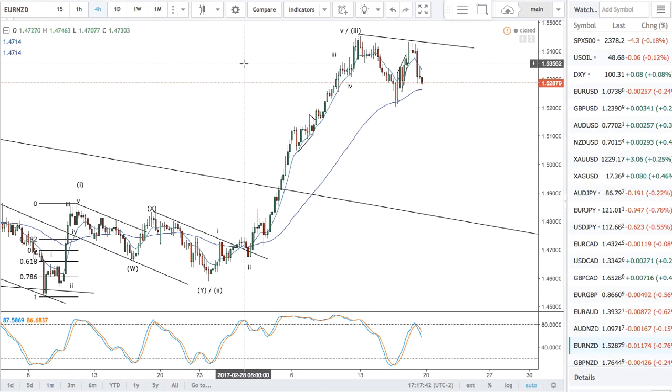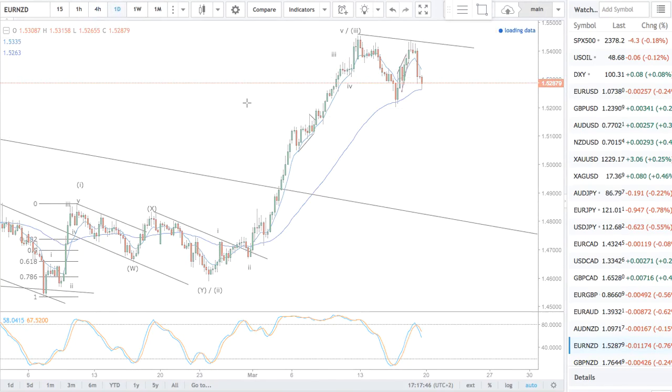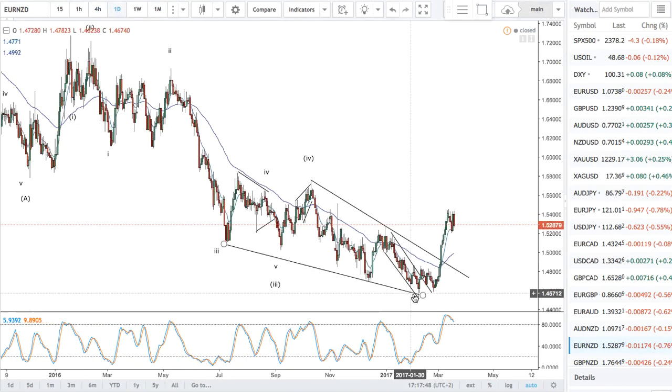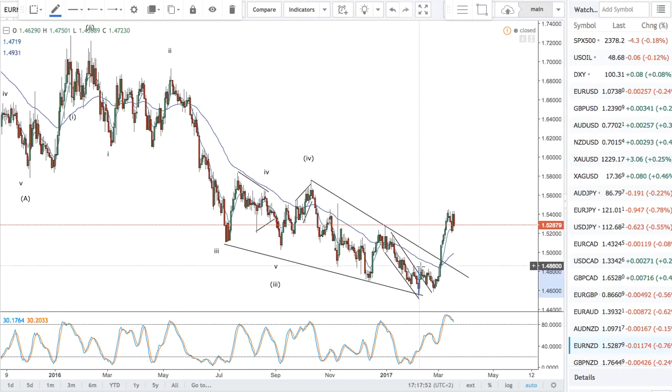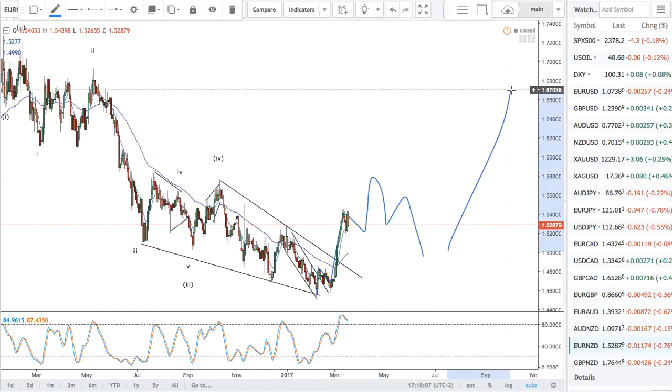I don't see this as failing to make five moves right now because it's broken out of the ending diagonal. I'm looking for a five-wave impulse. I mean, the manner is like this. One, two, three, four, five. 1.58 area. And then we're going to see a larger three-wave correction. And then blast off. Something like that.